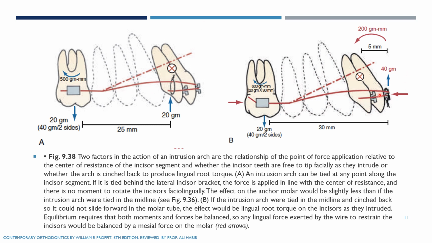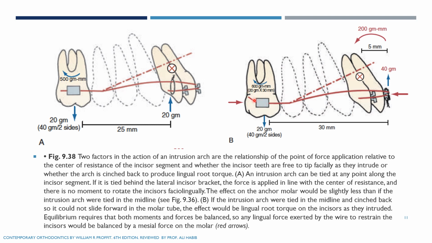We go back to A. Instead of tying anteriorly, we can tie opposite to the center of resistance of this giant tooth. This will create, theoretically, no moment, because there's no distance between the center of resistance and the force application point. So by doing so, we expect, at least theoretically, to prevent the flaring, or to overcome the counterclockwise moment that would be experienced by this tooth if we tie anterior to the center of resistance. There's another way to prevent this flaring effect, which is by cinching back.